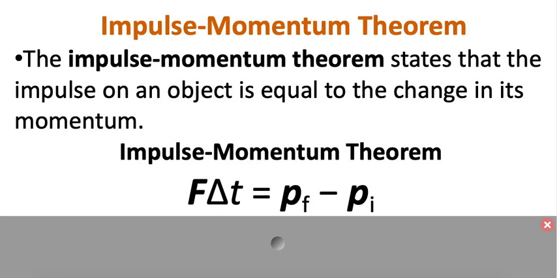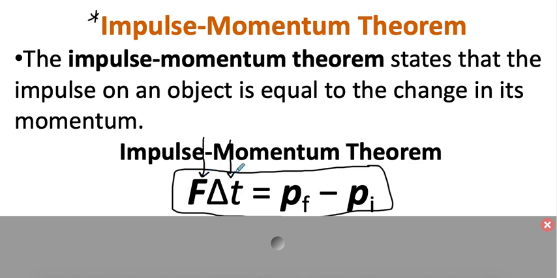Okay? So taking it to the next step here, we have the impulse momentum theorem. The impulse momentum theorem states that an impulse on an object is equal to the change in its momentum. And here is our theorem below. I mentioned in the last slide that impulse is a force over a time, and we can relate those to the momentum of the object. So this is the change in the momentum of the object.